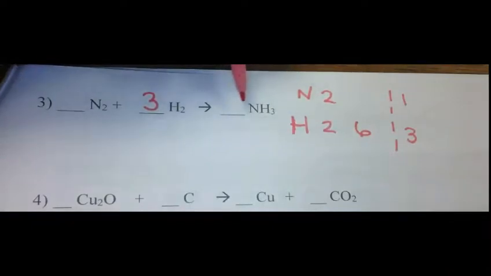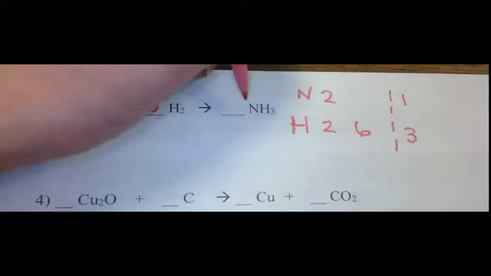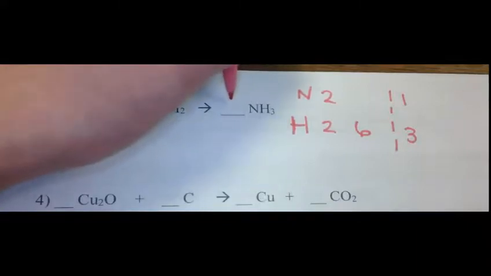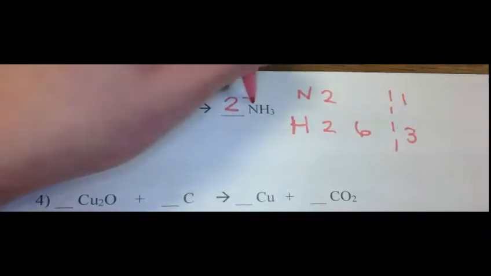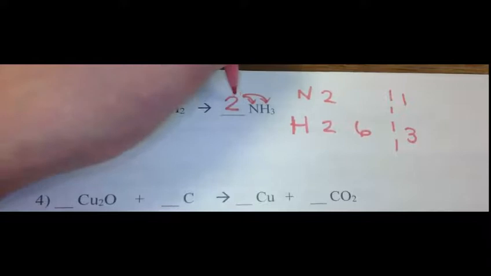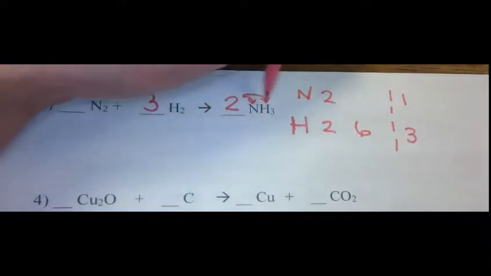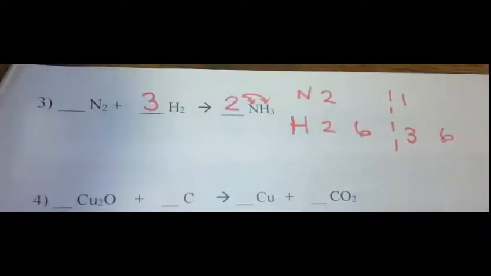Once again, I need to make this equal to 6, so I have to think about what I could multiply 3 by in order to make it 6. 3 times 2 will give me 6, so I'm going to put in a coefficient of 2. And then when you think about how that multiplies out, we're going to update our totals. Now I have 6 hydrogen on the right side as well.